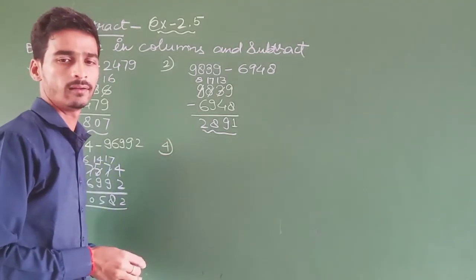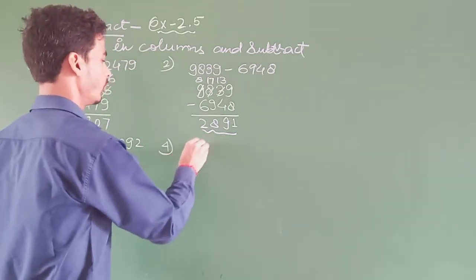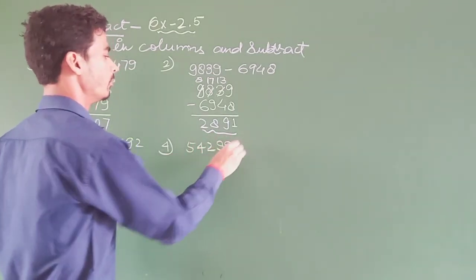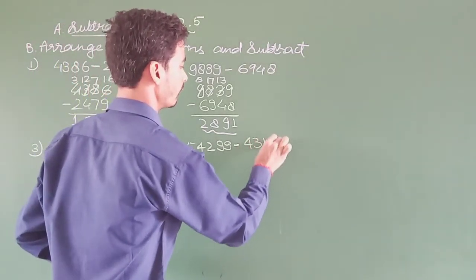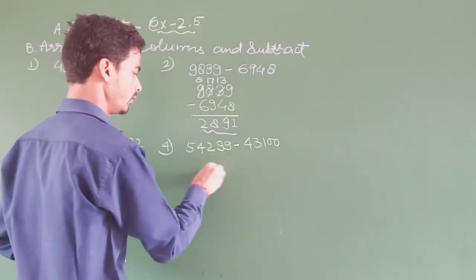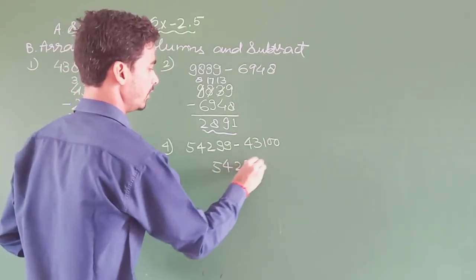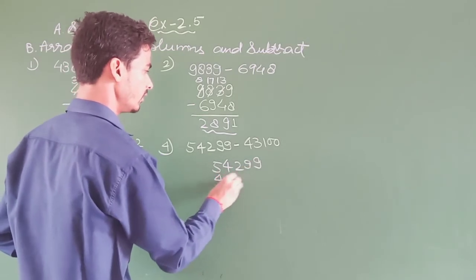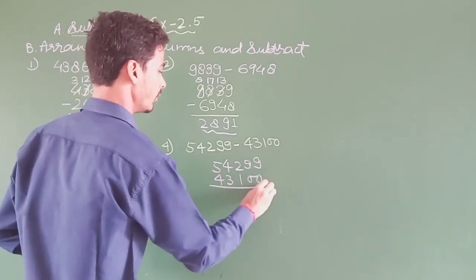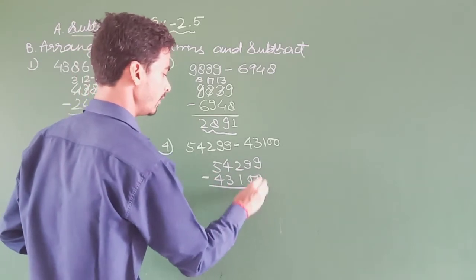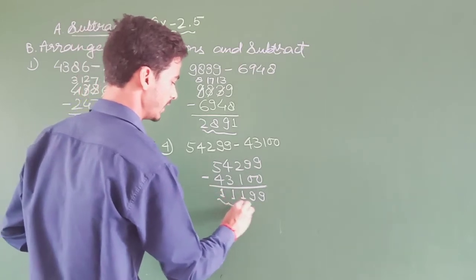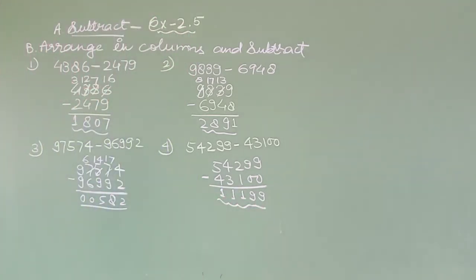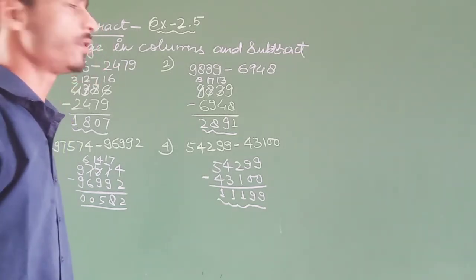And what is it? That is 54,299 minus 43,100. 9 minus 0, 9. 9 minus 0, 9. 2 minus 1, 1. 4 minus 3, 1. 5 minus 4, 1. So the answer is 11,199. And now we have to learn the next topic, which is properties of subtraction.